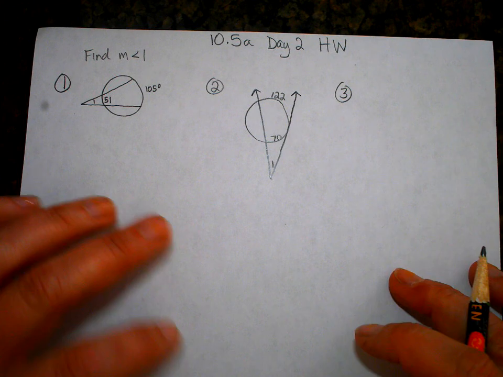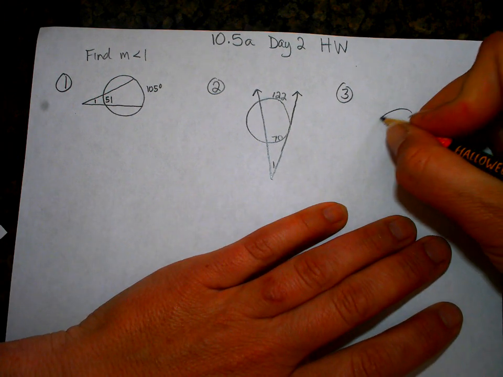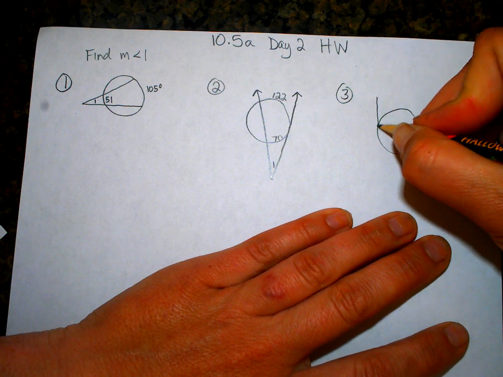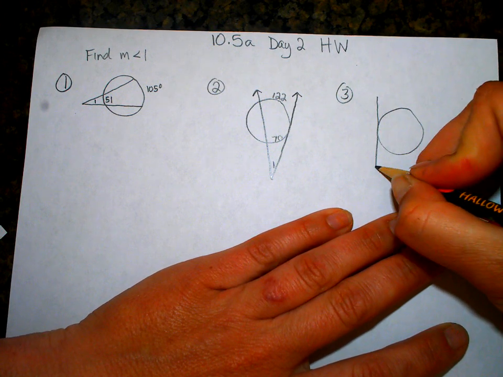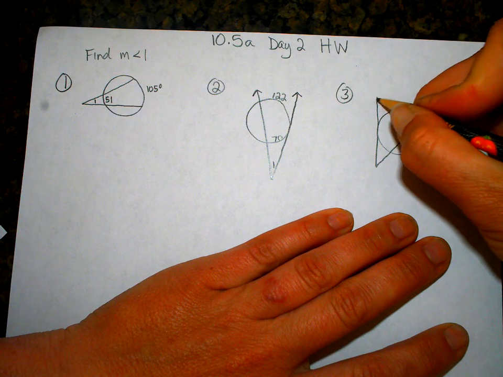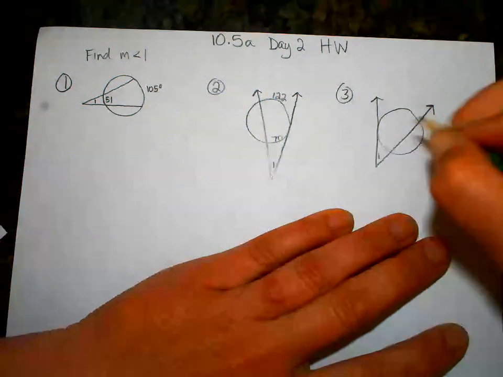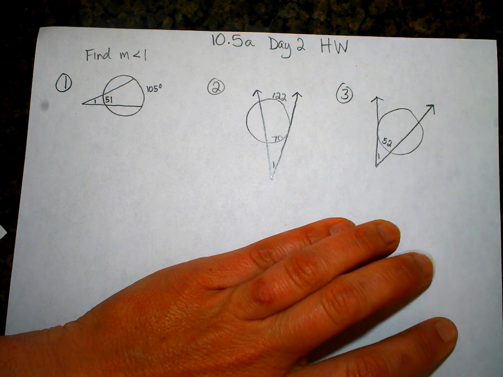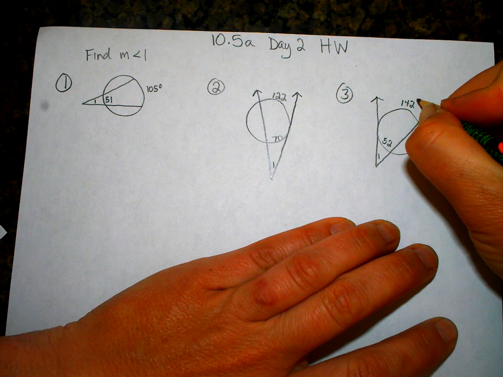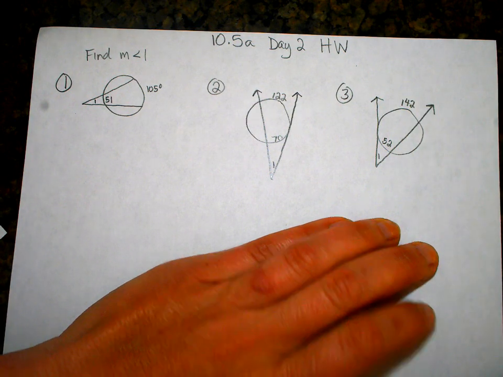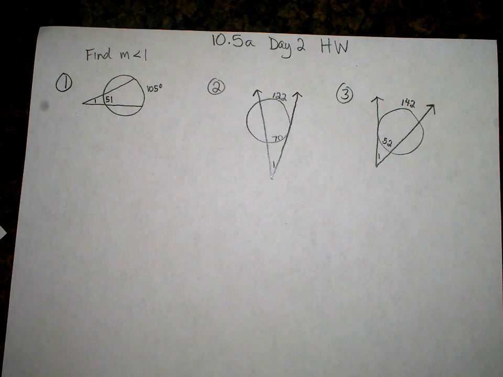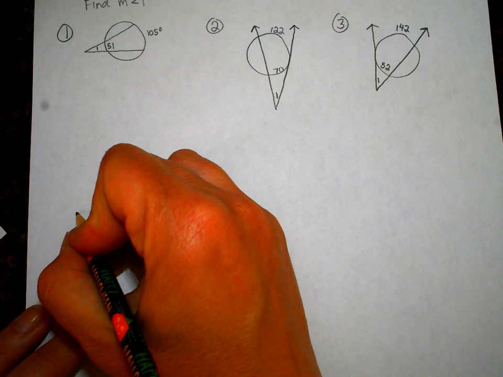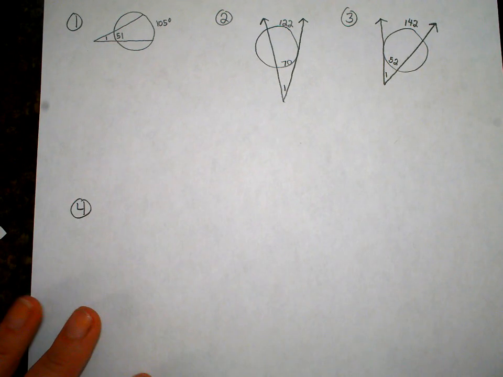Okay, here's number 3. Draw a circle. I need a tangent line, and then straight through. Here's the measure of angle 1. This is 52 degrees, and this is 142 degrees. Okay. Give you space there to solve it. Number 4. Here we go.